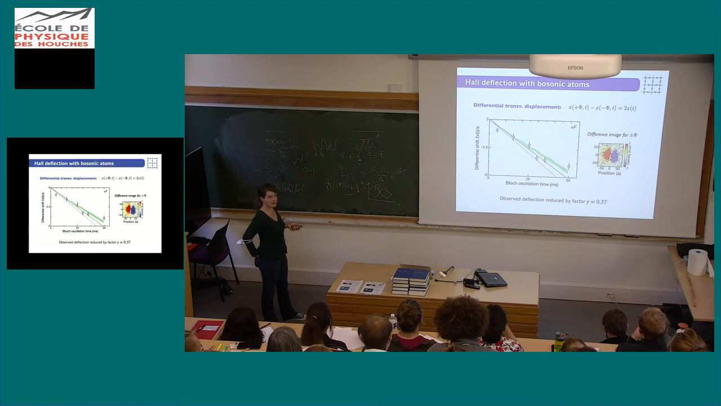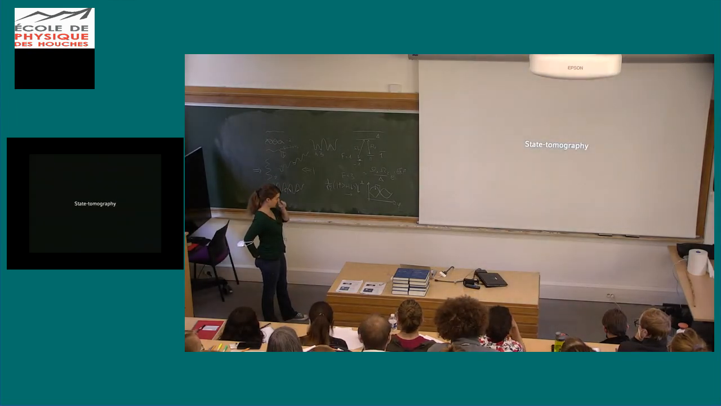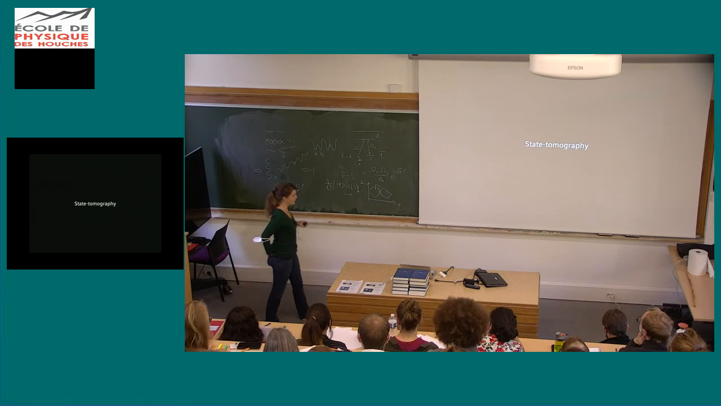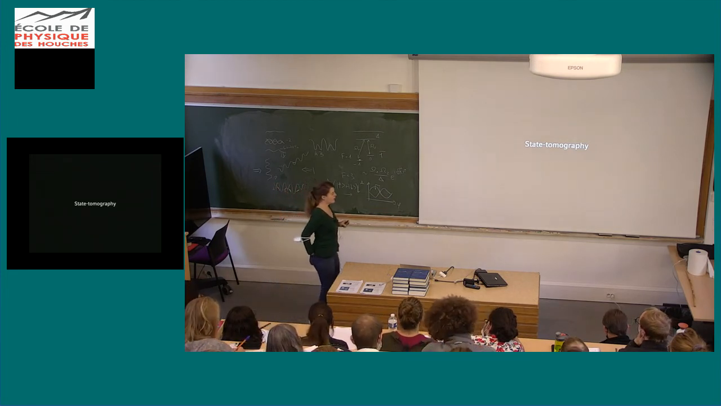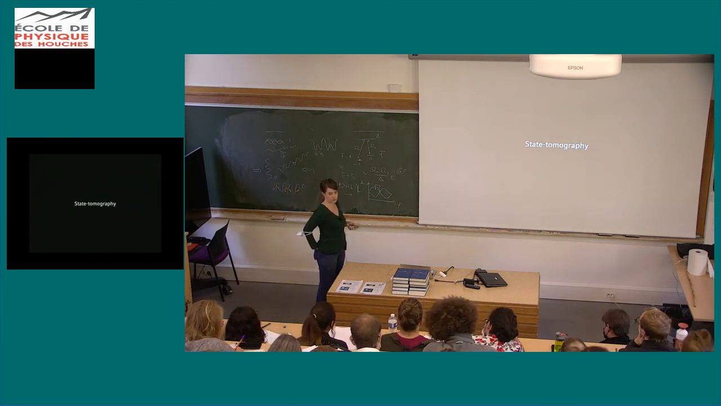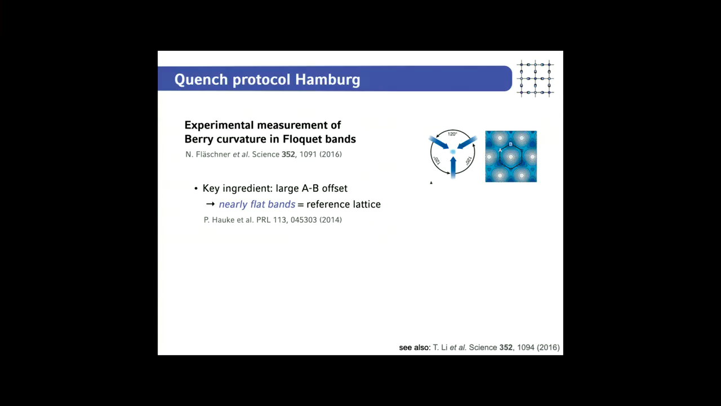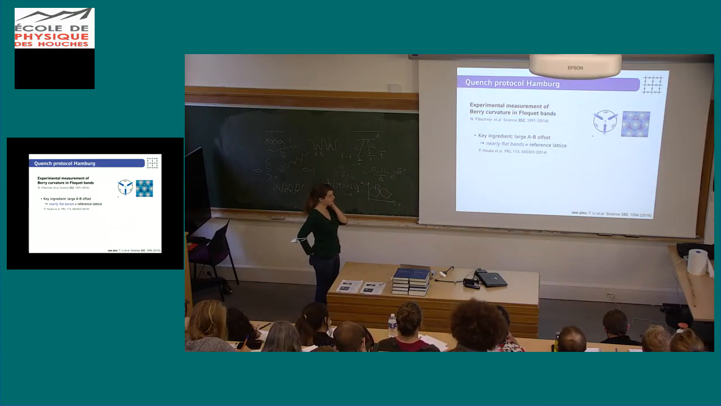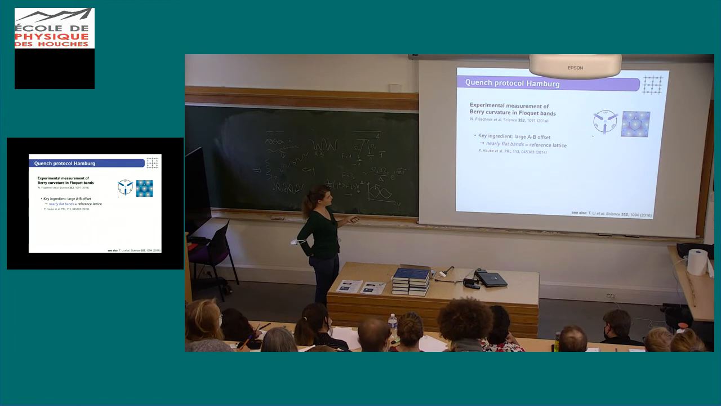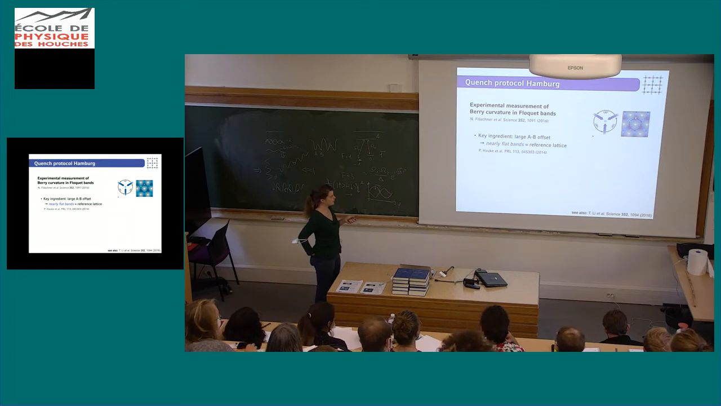Okay, so then the last example is from the Hamburg team, where they produced this nice local map of the Berry curvature in the Brillouin zone. And I briefly want to sketch the idea. Now, this is again in a hexagonal lattice. So they generate it in the same way as we do. They have three beams that interfere under 120 degrees to generate this lattice potential. And if you play with the polarization of these beams, you can also apply AB offsets in this lattice.